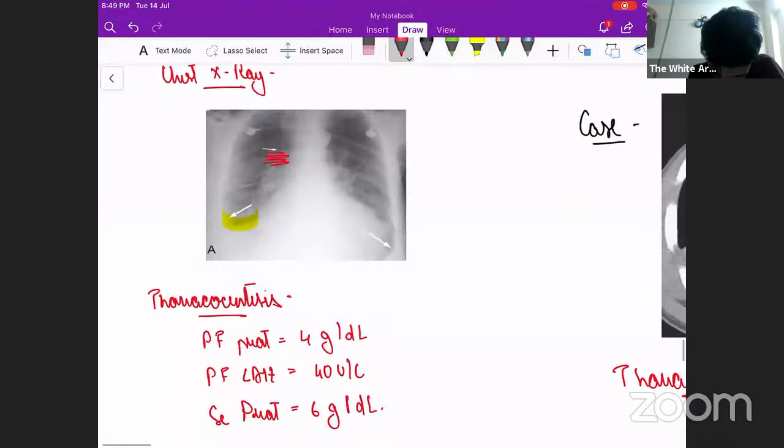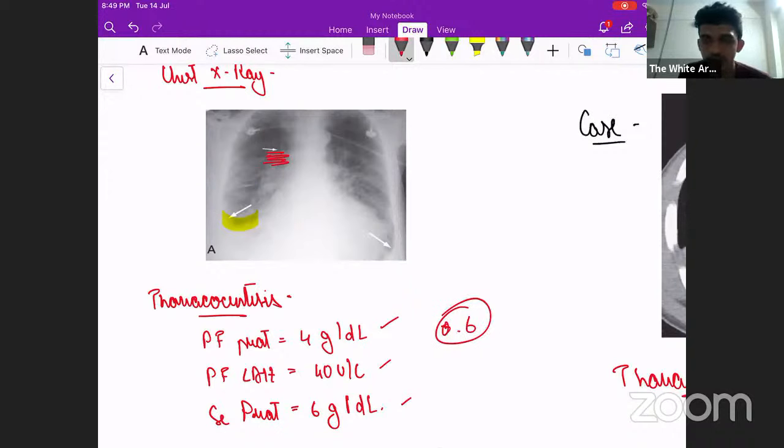But on doing thoracocentesis, this happens. What happens on doing thoracocentesis? Pleural fluid protein is more. LDH is fine. Serum protein is this much. If you take a ratio, it comes around 0.6. Light's criteria is fulfilled for a case of congestive heart failure. What has happened? Why has this happened? Anyone?